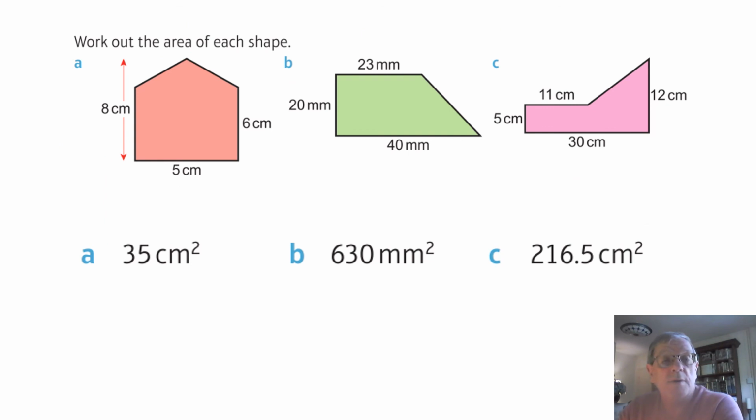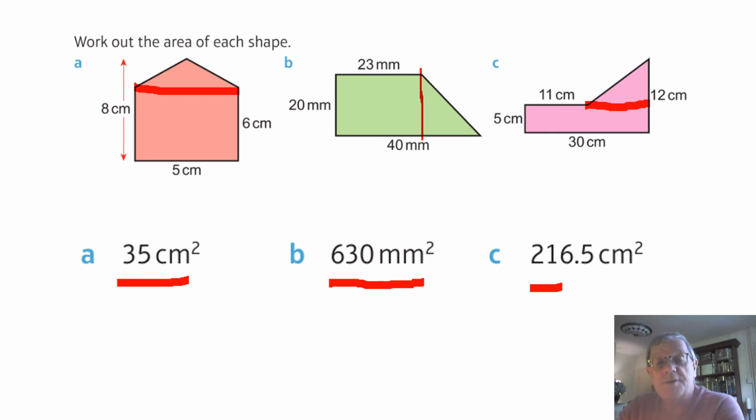So here we go, splitting it into a rectangle and a triangle. Work out the area of the triangle, the area of the rectangle, add them together, I get an answer of 35. Here it's easy to split it here into my rectangle and triangle, giving me an area of 630, and again here I split it across there to give me my rectangle and triangle, 216.5.